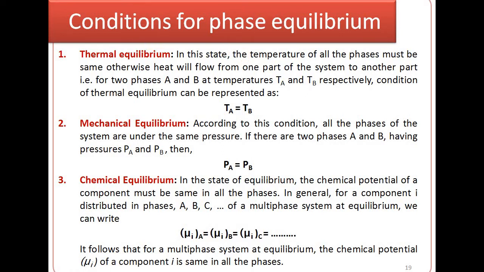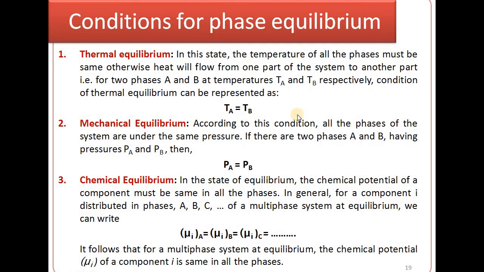Now, what are the conditions for various phase equilibrium? There are three equilibria which, when existing simultaneously, mean the different phases are in equilibrium. First one is the thermal equilibrium. When we talk about the system in thermal equilibrium, the temperature of all the phases of the system must be the same. Otherwise, heat will flow from one phase of the system to another, or you can say one part of the system to another part of the system. So the condition of thermal equilibrium is that the temperature of different phases is the same.